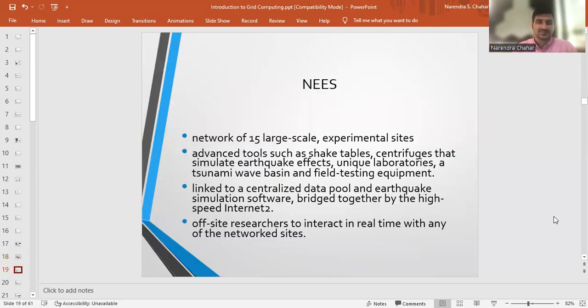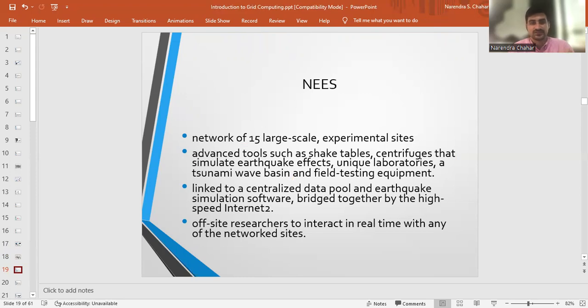So what is NEES? NEES is a network of 15 large-scale experimental sites with advanced tools such as shake tables and centrifuges that simulate earthquake effects. It is like checking bridge construction. We prepare a model of a bridge or a flyover, then put weight on it to see how much weight it can bear, or we run some kind of vehicle experiments.